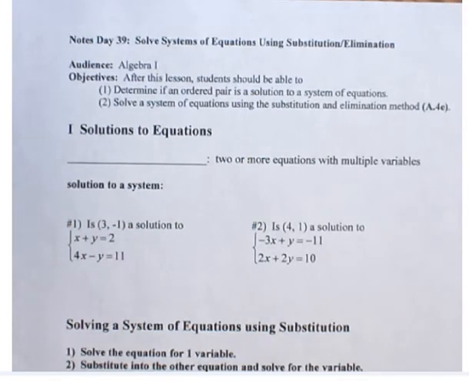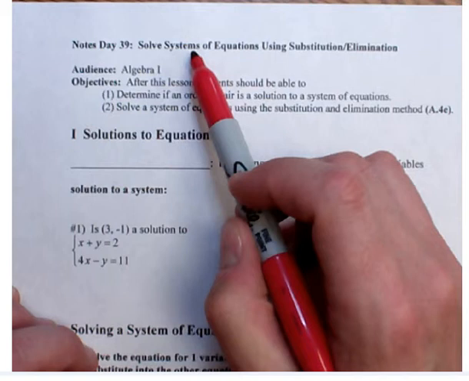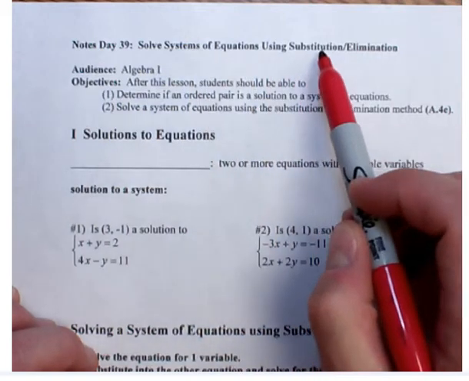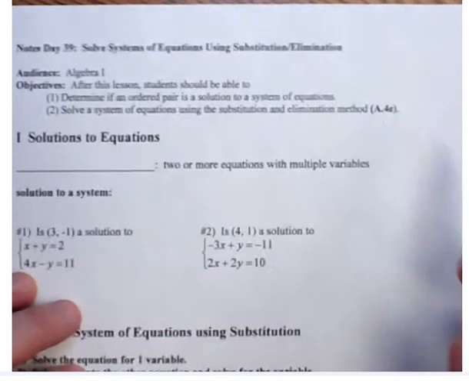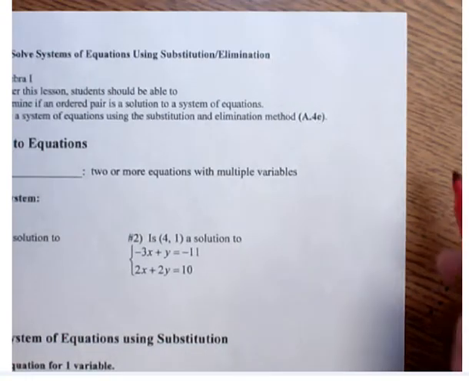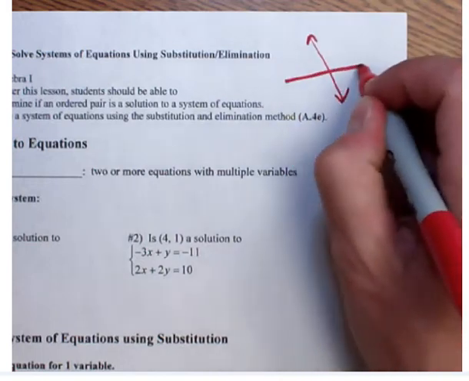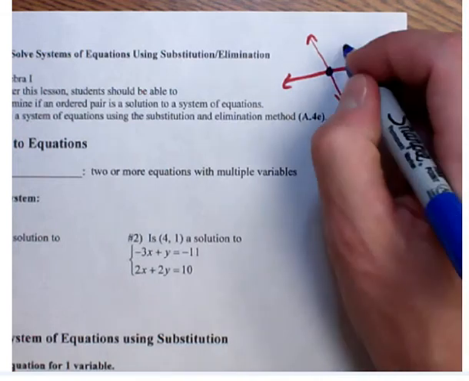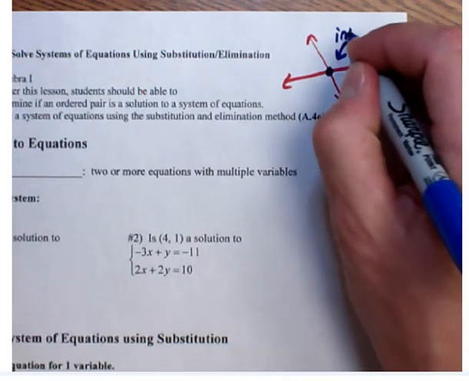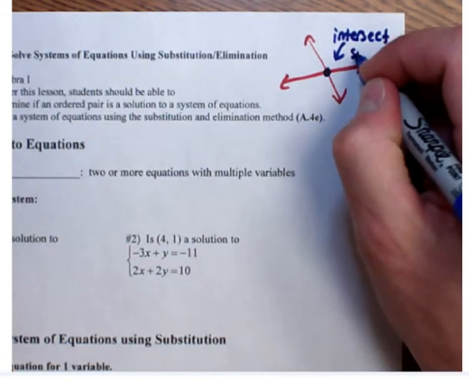Alright, algebra fans, we're going to take a look at our notes today. The topic, Notes Day 39: solve systems of equations using substitution and elimination. Just to recap what we did yesterday, we looked at how we could solve these by graphing. If you graph two lines, the solution is always where they intersect. Okay, so intersect, that's the same thing as the solution or the answer.